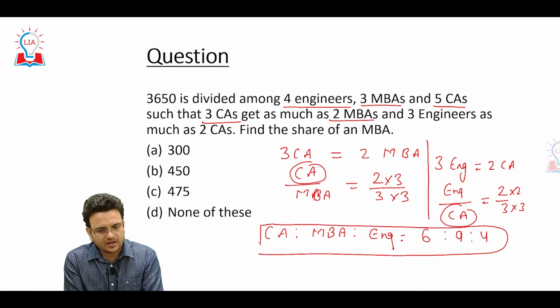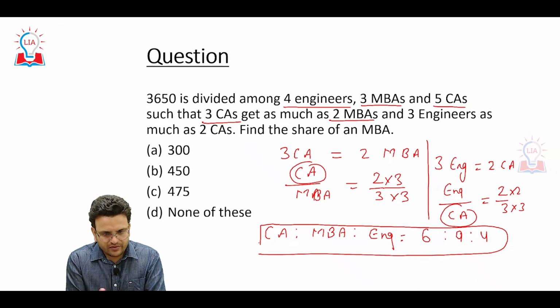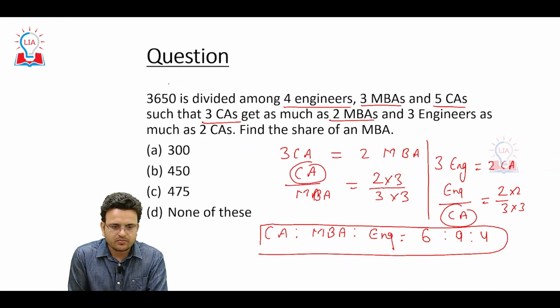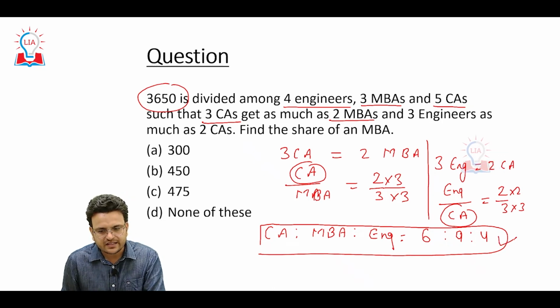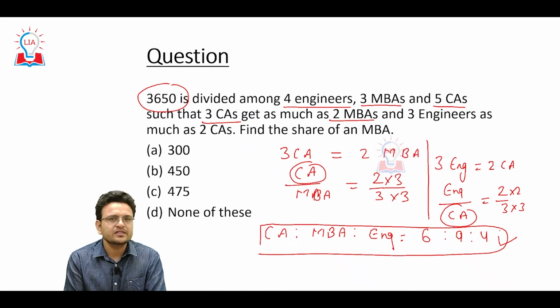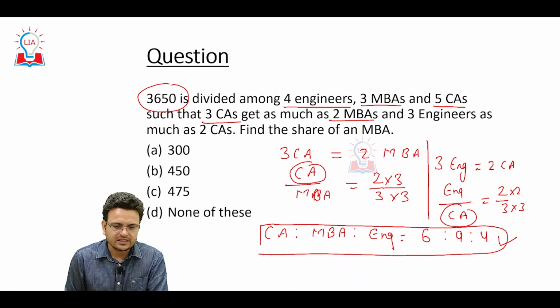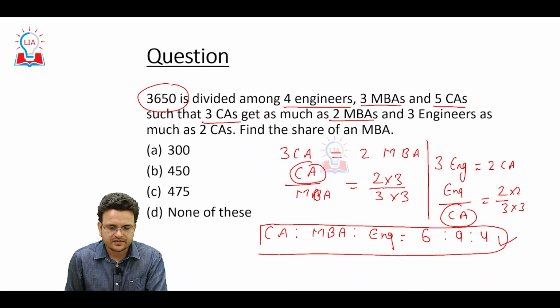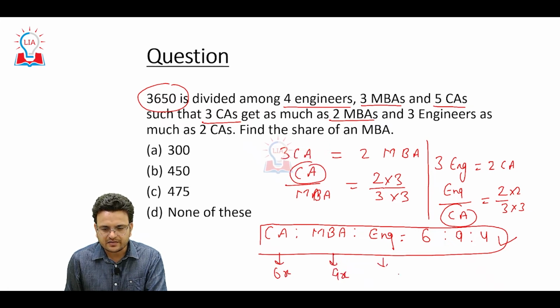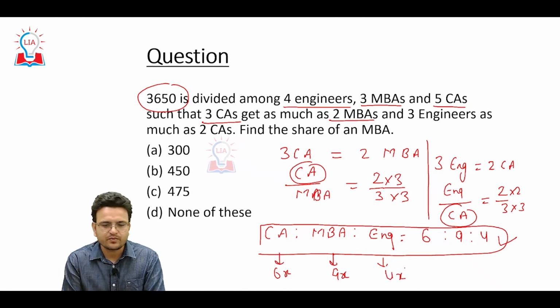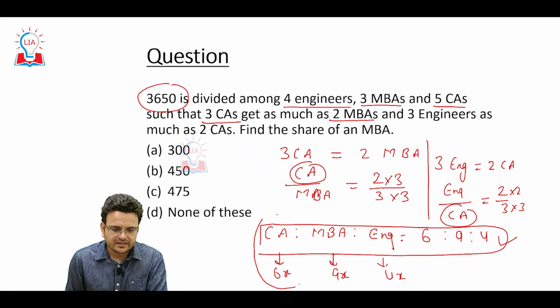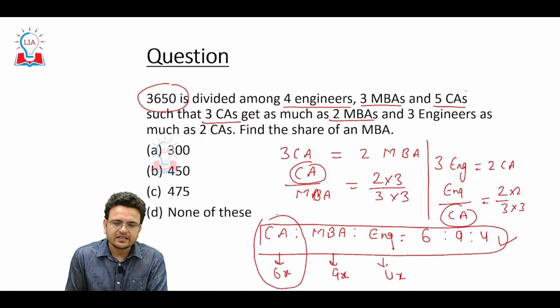So hopefully you are able to understand. Getting my point? Here this amount of money has to be divided in this share. How we solved earlier questions, try to solve. Now you know the ratio. When you know the ratio, just apply. You can consider CA salary is 6x, MBA is 9x and engineer is 4x. So one CA is getting 6x. How many CAs are there?